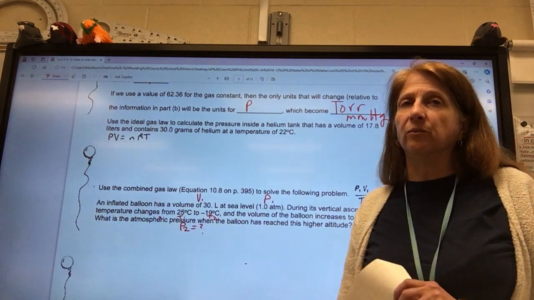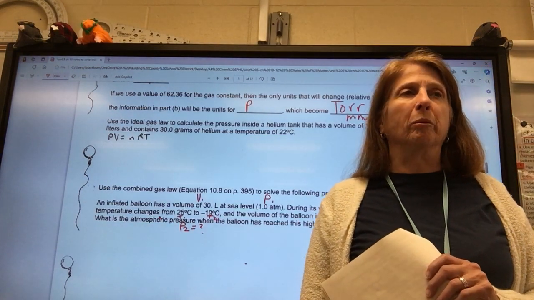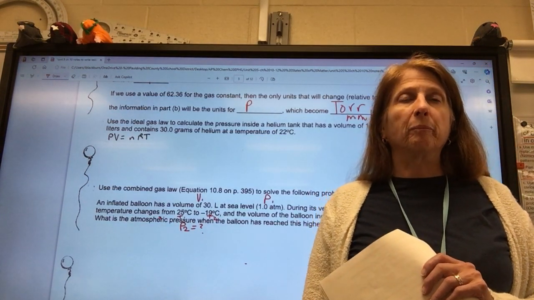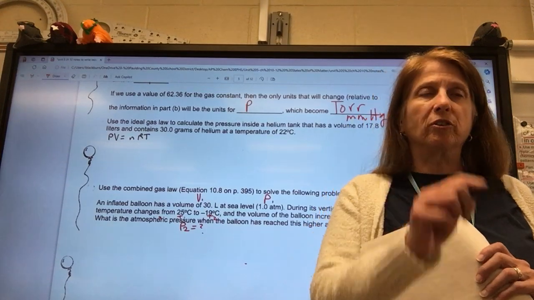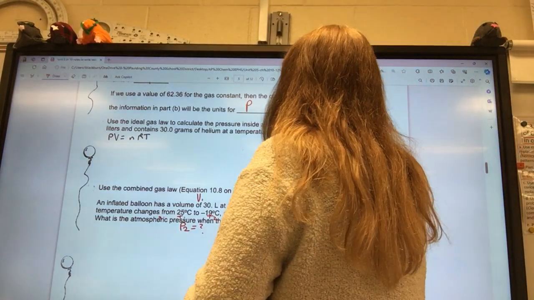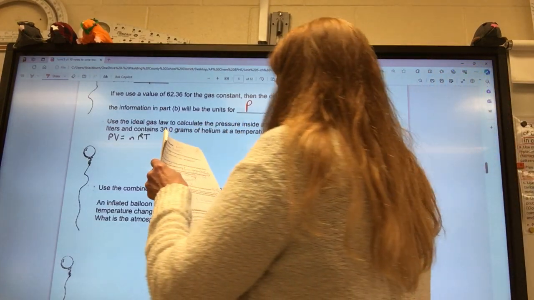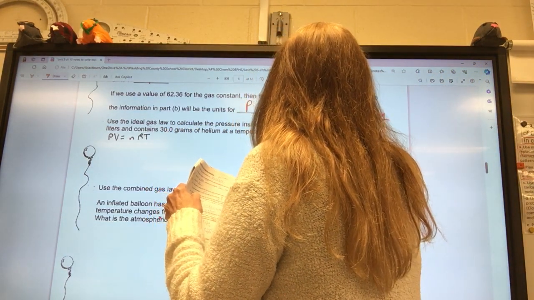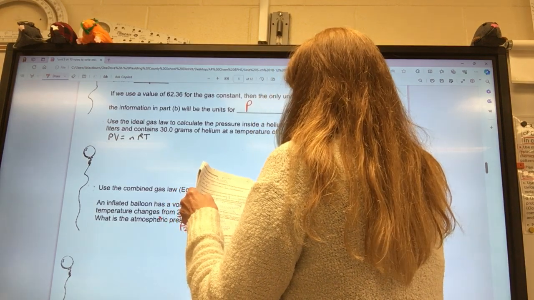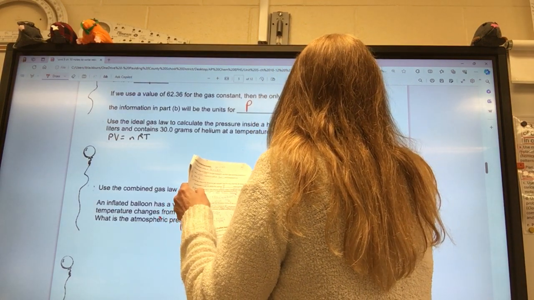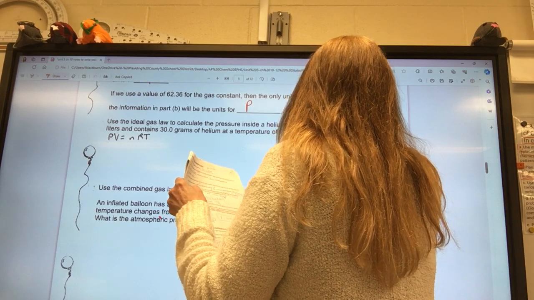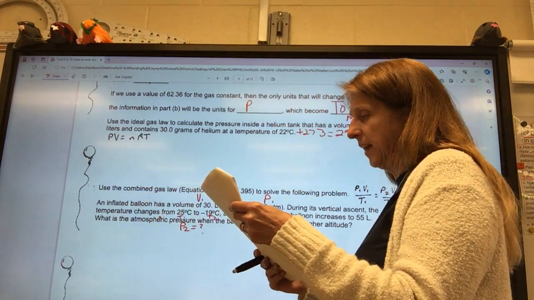What do we need to do very first on all of these problems? Change the temperature to Kelvin. Always do that first, because if you do it wrong, you're going to get it wrong. So we do plus 273, so that equals 295. Very first thing, just get it in your head, get it out of the way.